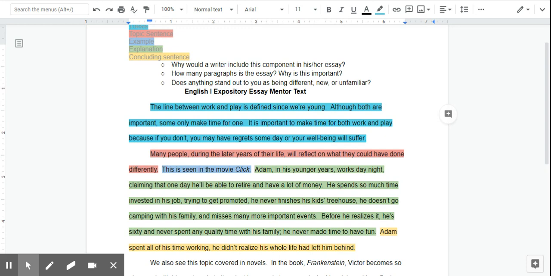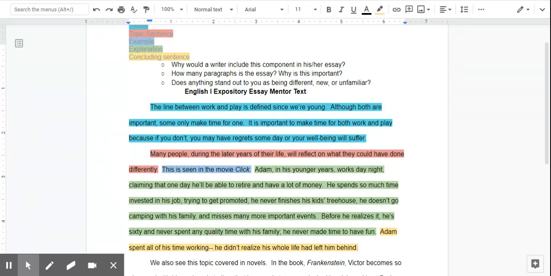Adam, in his younger years, works day and night, claiming that one day he'll be able to retire and have a lot of money. He spends so much time invested in his job, trying to get promoted, that he never finishes his kids' treehouse, he doesn't go camping with his family, and misses many more important events. Before he realizes it, he's 60 and never spent any quality time with his family. He never made time to have fun. Adam spent all his time working. He didn't realize his whole life had left him behind.